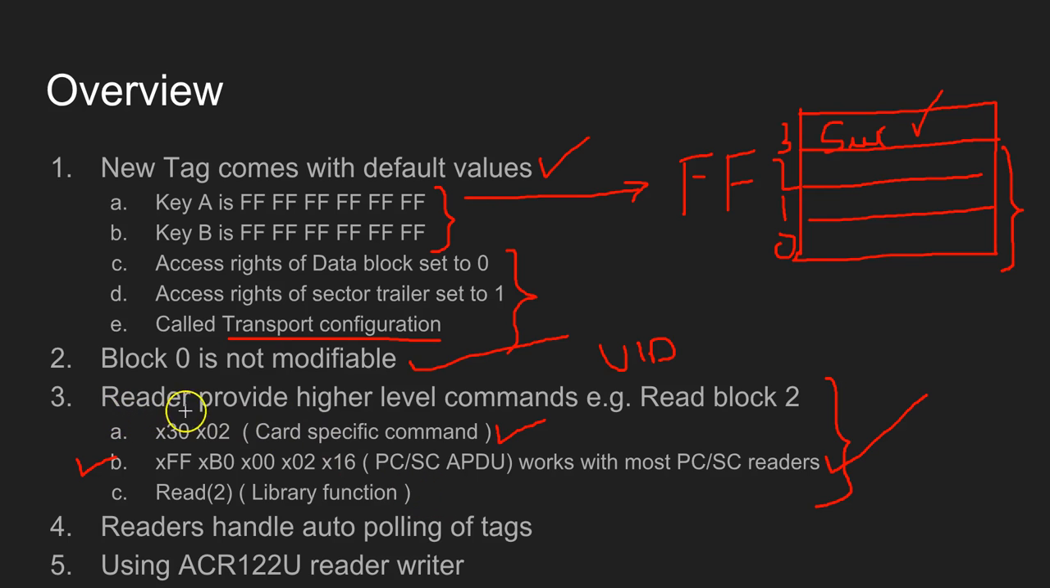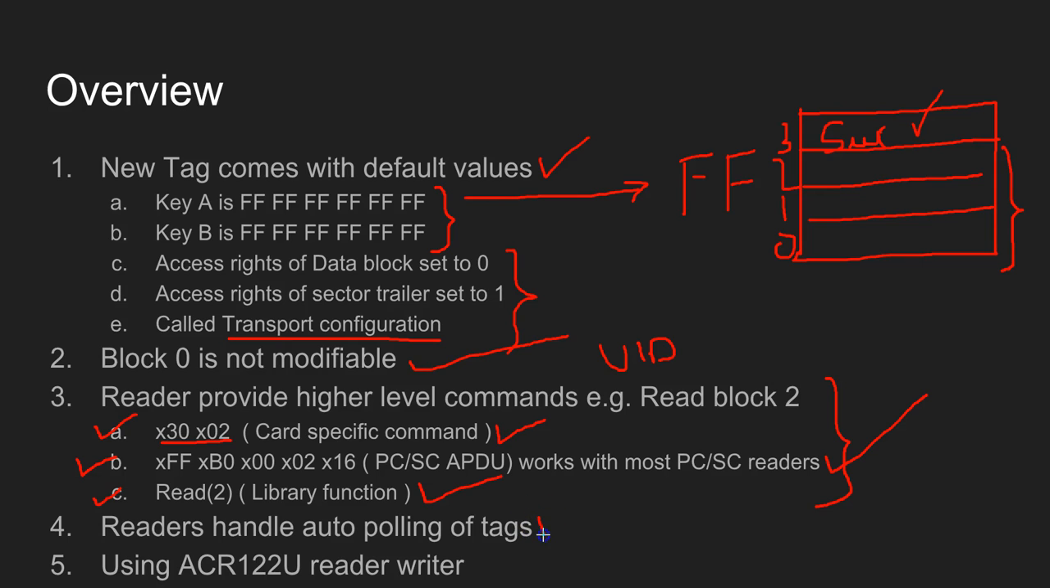Sometimes some of the reader writers might come with a library. It could be a Java or a .NET library, which is going to provide a function called read. As you can see here, this is the lowest level, this is the next level, and this is the next level. Obviously these type of commands are what most developers or students prefer. But whatever library you use, eventually the library must convert or send only these 2 bytes to the card.